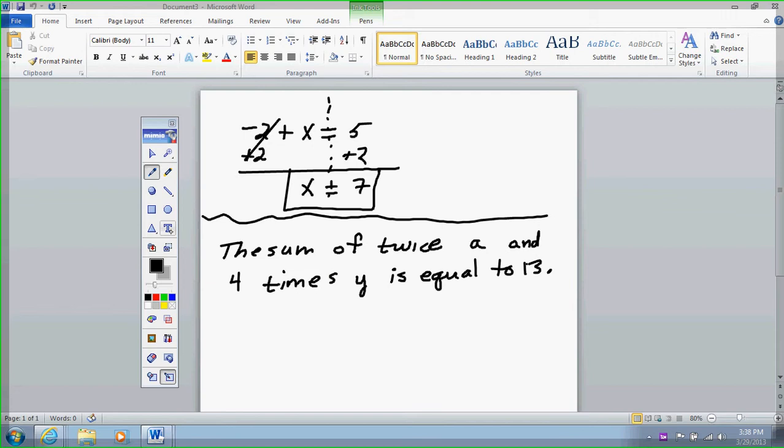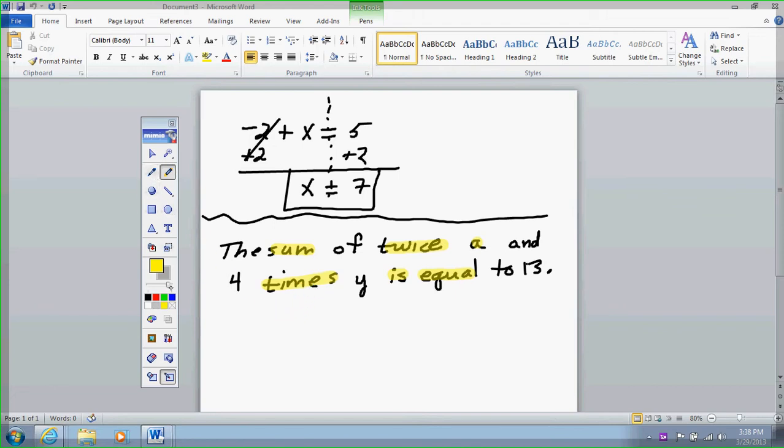Well, let's look at the key words we have here. Sum, twice, a. That's a variable. Twice a. That a is representing an unknown. And 4 times y is equal to. Is and equal is the same thing. Sometimes equal will be left out and it'll just say is. Like this could have said y is 13. Is means equals. Sum means add. Twice means 2 times. And times means multiplication.